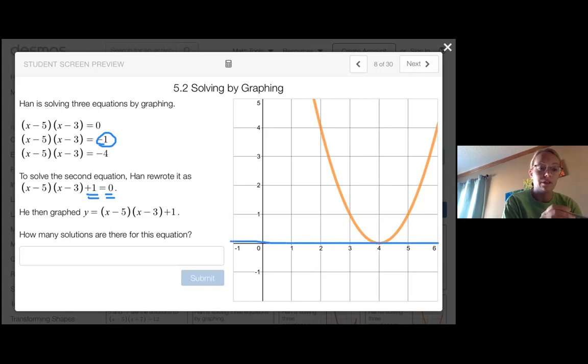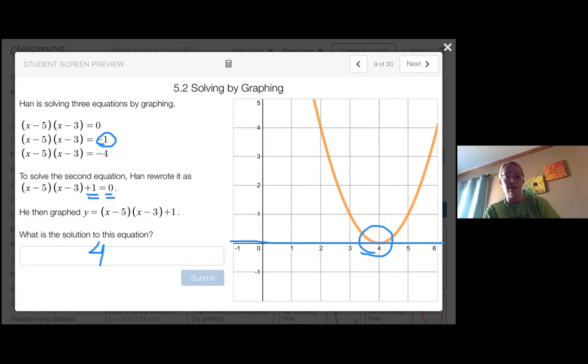How many solutions are there? In this case, how many times does it cross? It doesn't cross at all, but it does touch. So there's only one solution in this circumstance. Now what is the solution is the next question. And that solution is where is it happening? In this case, we'd say at 4. The solution is 4. It's not asking about a point. You guys, when it's saying what is the solution to the equation, I'm asking you what does x equal? And in this case, x equals 4.